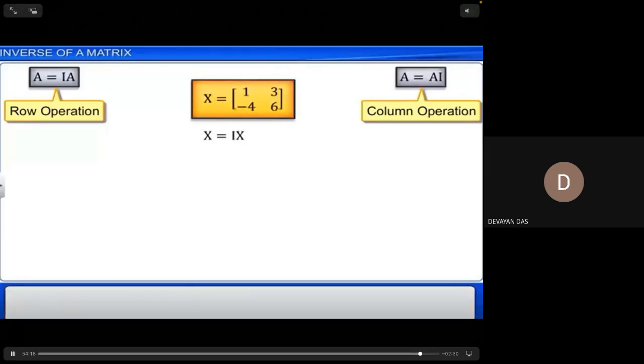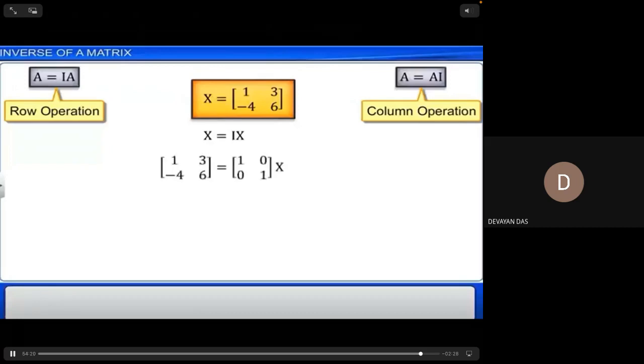1, 3, minus 4, first a 2 by 2 matrix let us take into consideration. X can be written as I into X, or X can be written as X into I, because I is the identity matrix. Do you understand? If you write X as I into X, whenever I is multiplied on the left side, then row operations should be performed. If I is multiplied on the right side, column operations should be performed.